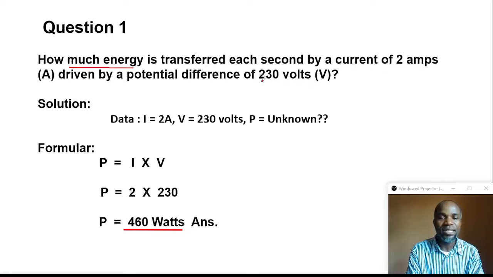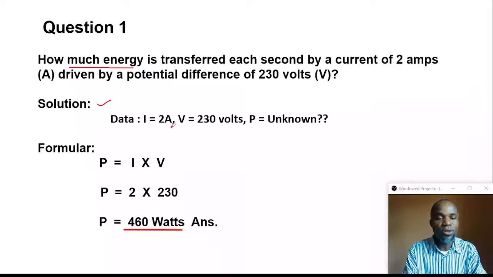It's transferred each second by a current of 2 amps driven by a potential difference of 230 volts. So we are going to calculate the amount of power transferred, or energy transferred, in this circuit within a very small amount of time. So the first thing we do is write down our solution, then write down the data. Data means the information that the question contains.